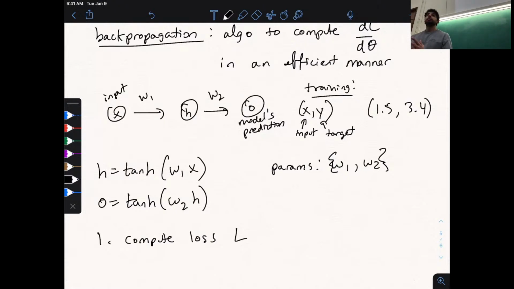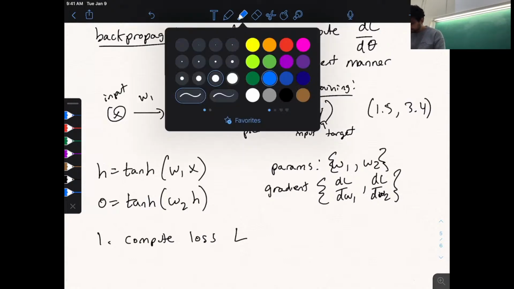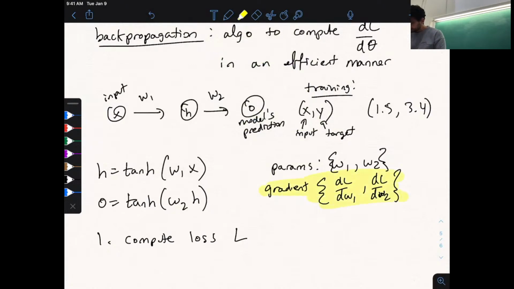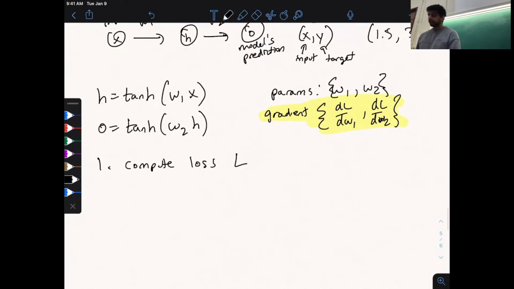And then what do we actually want to compute? The gradient is just dL/dW1 and dL/dW2. So if we're able to compute both of these partial derivatives, then we are able to compute the gradient, right? So this is our goal here. And this is what we want to end up with when we get through this process.